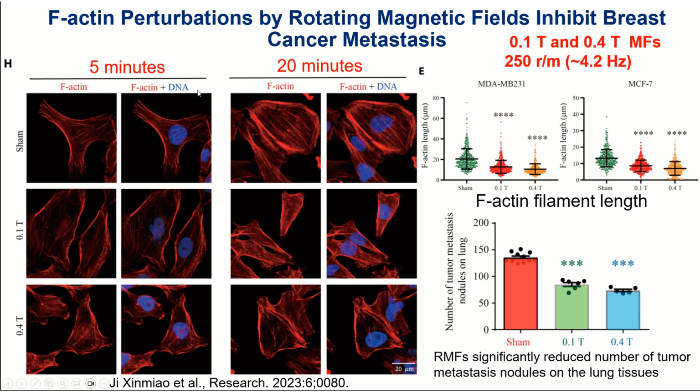The top panel represents the sham experiment. This is for 0.1 Tesla magnetic field, and this one here is for 0.4 Tesla field after 5 and 20 minutes of treatment correspondingly. You can see that the cell shape and size, as well as F-actin filaments, were drastically changed by the magnetic field. On the right, the F-actin filament length decreased in both fields, 0.1 and 0.4 Tesla. The number of tumor metastasis nodules on the lung tissue also decreased.